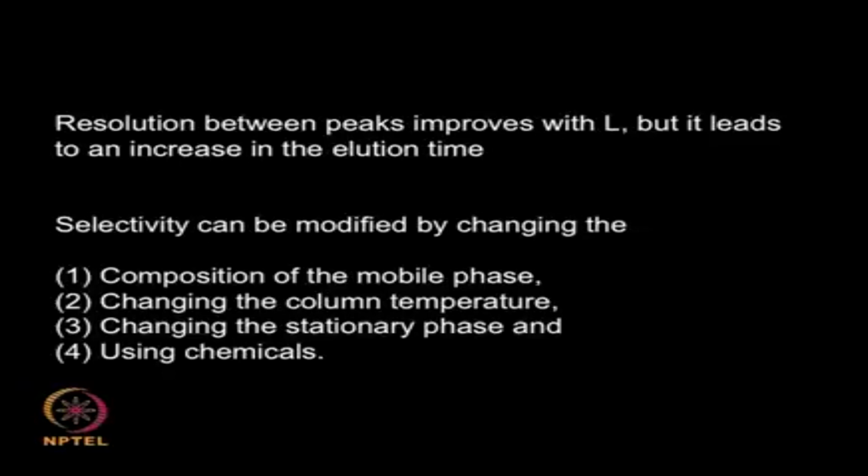So, resolution between peaks improves with the column length L, that means if I have a longer column I can move the two peaks slightly further apart, but it also leads to an increase in the elution time, that means the components will come out much more slowly. The selectivity can be modified by changing the composition of the mobile phase, that means I can make it more polar or more non-polar, I can play around with the composition. Changing the column temperature, as I originally said, sometimes proteins may be very sensitive to column temperature. So, we might not be able to play too much with column temperature, but if we are handling only small molecules or metabolites or drugs, then changing column temperature is an option. Changing the stationary phase, I can use some other stationary phase, sometimes using some chemical additives. All these can also help in changing the selectivity of the chromatography process.